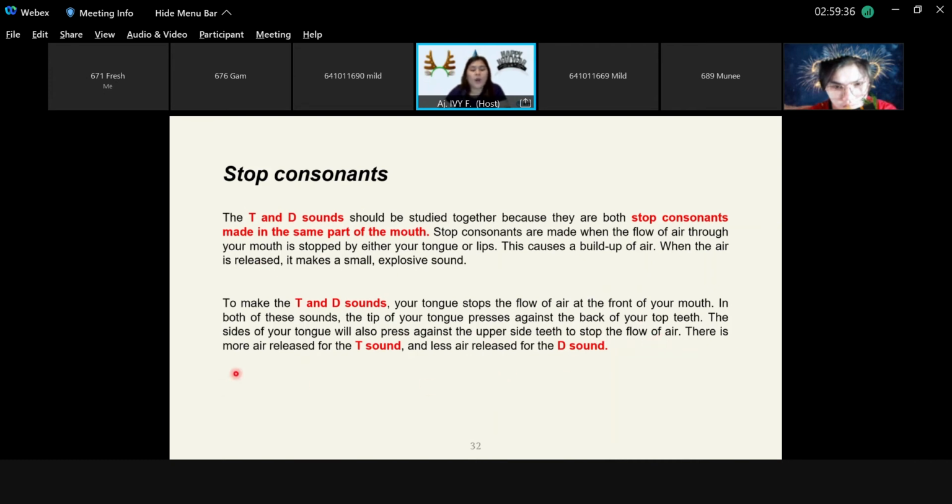There is more air release for the t sound and less air release for the d sound. Okay, so it says here that for the two sounds, there is more air released for t than d, because d is voiced. Okay, so that's how you make the t and d sounds.